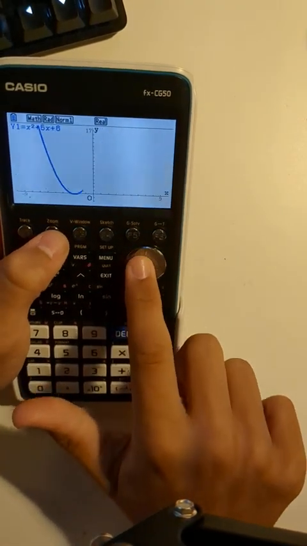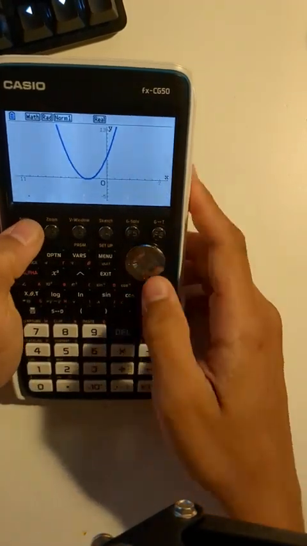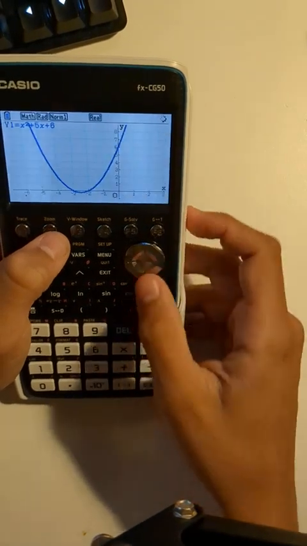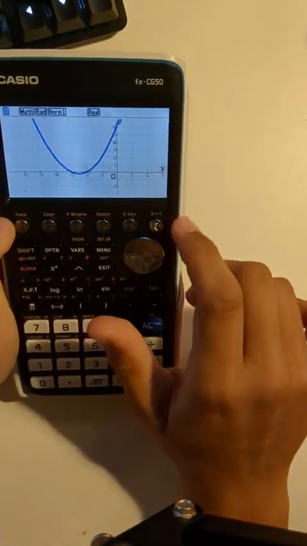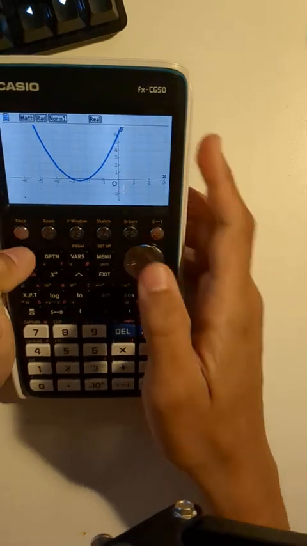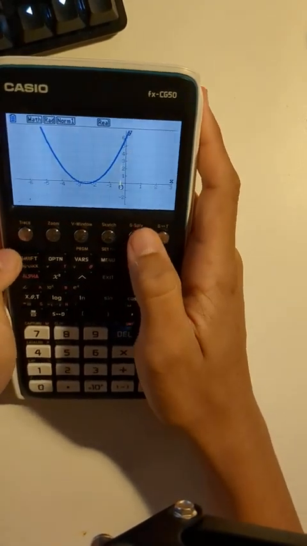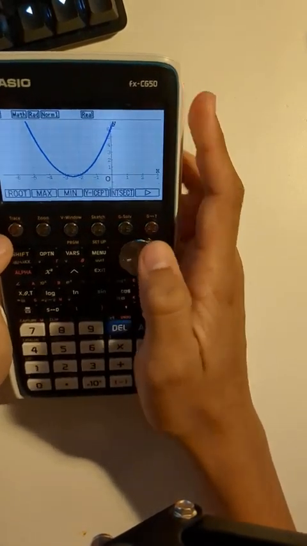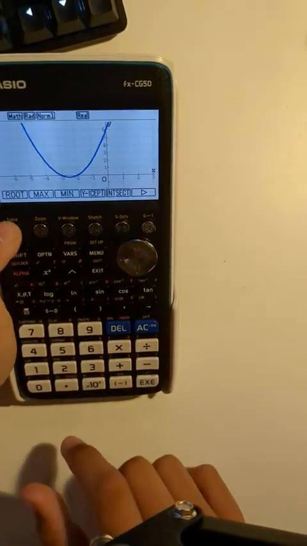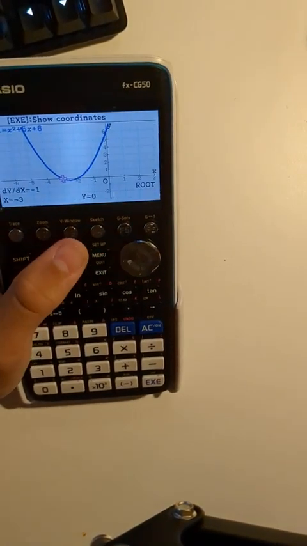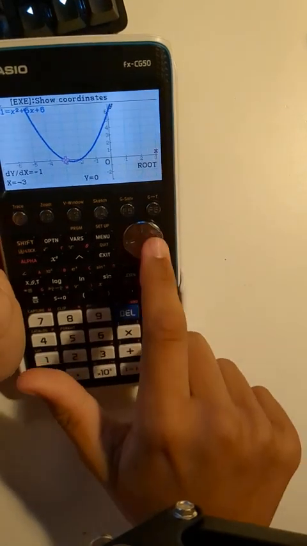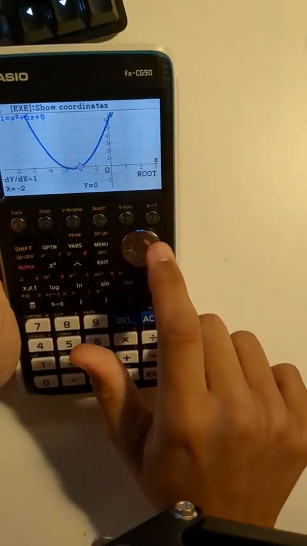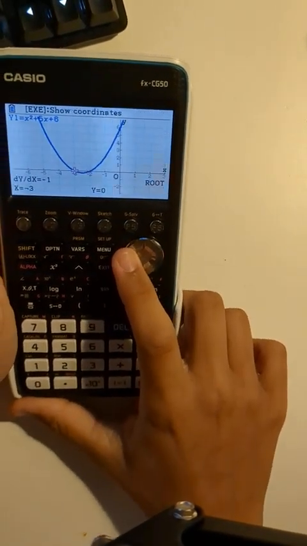And then you can move around with this. You can see our graph. You press plus to scroll in, and minus to scroll out. And there's also useful features. Say, let's G-solve. So that's F5. I can solve for the roots of the equation. So we have x equals 3, and I can scroll across the other root by pressing right, and x equals minus 2.